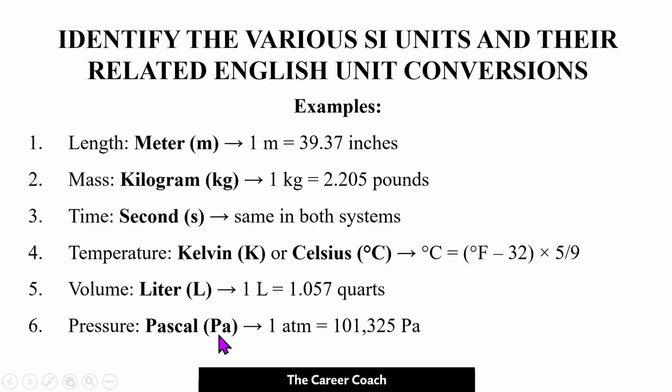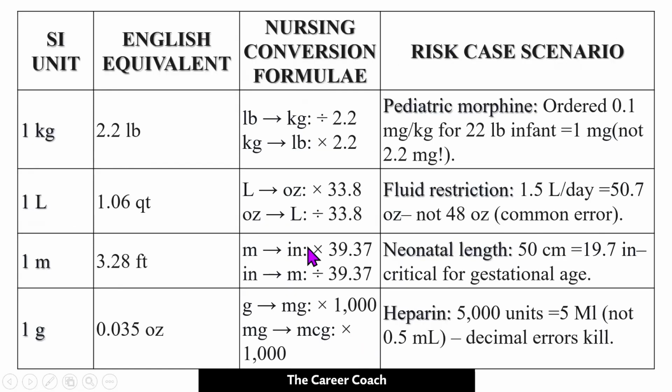Pressure is measured in Pascal. 1 atm is equal to 101.325 pascals. As a form of telling us the risk involved when we don't get these calculations right, we want to take note of the SI unit, the English equivalent, nursing conversion formula, and the risk case scenario.